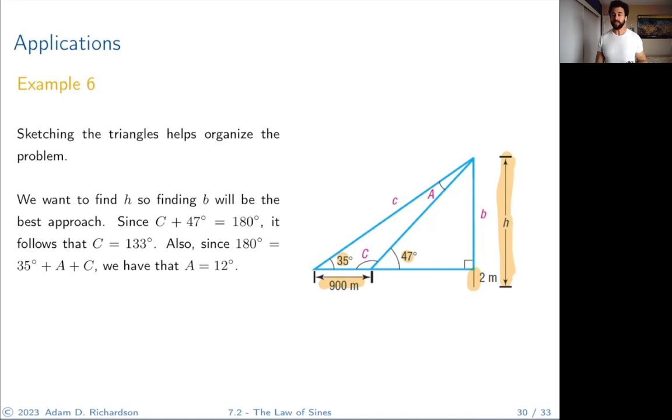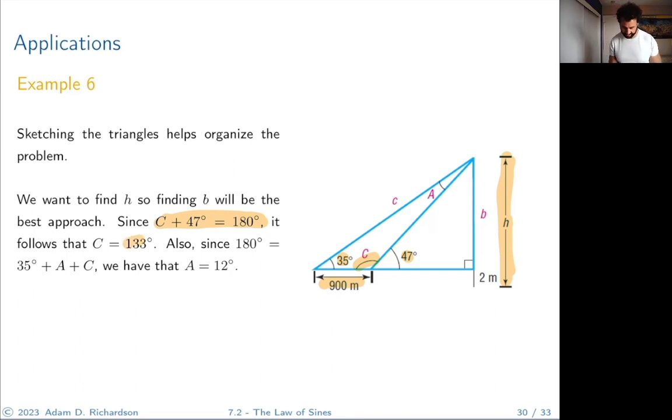So what we really want to do to solve this problem is to find this length b right here. Because if we can find that length b, then we can find the length h just by adding 2 to it. So how do we find the length b? Well, what could we do? We've got a triangle here. We've got two angles and we've got a side. So the thing that we do know is this right here. We know the angle C because angle C is supplementary to the angle 47 degrees. So that means that C plus 47 is going to add up to 180.